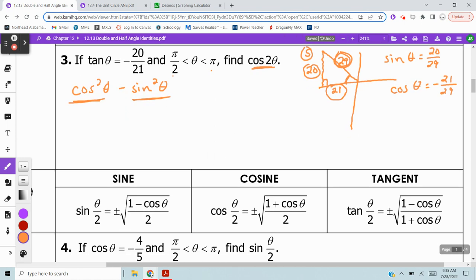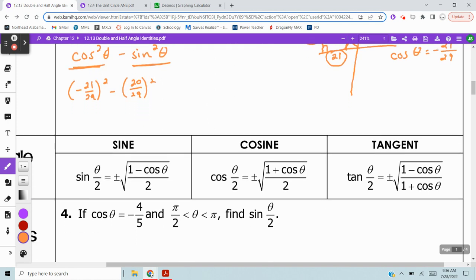So we've got negative 21 over 29 as our cosine value. So we have to square it, minus our sine value, 20 over 29, and again we have to square it. So we've got, again, negative 21 over 29: square the top, square the bottom, and square the negative, which is going to make it a positive.